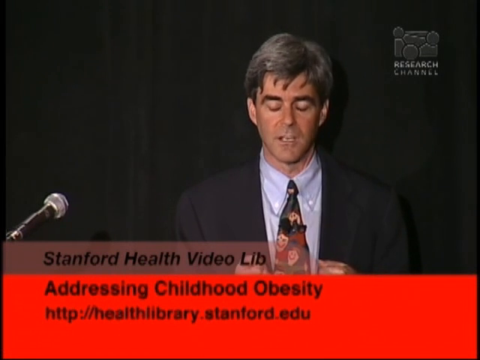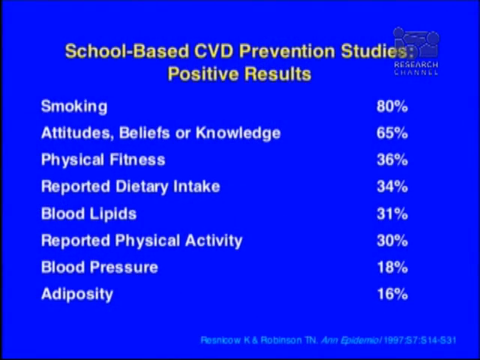This is when we looked at all of the school studies that were randomized trials to prevent cardiovascular disease. We looked across all the different outcomes they measured, because cardiovascular disease risk factors include smoking, inactivity, weight, and all these things. We saw how successful these studies were. Of those that included smoking as a target, there was about an 80% success rate in significantly impacting smoking rates in kids. And from there on, it went down.